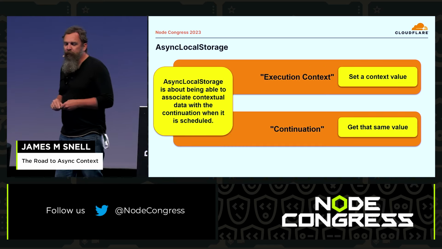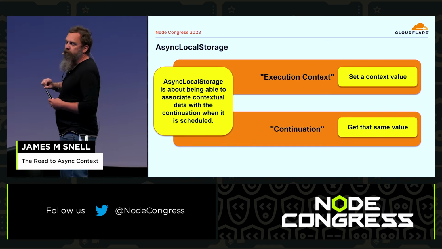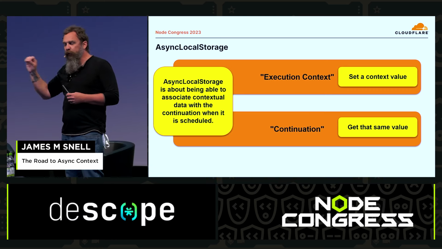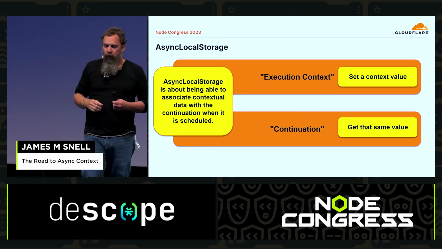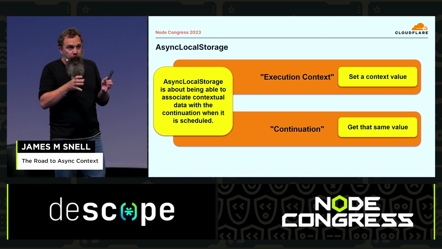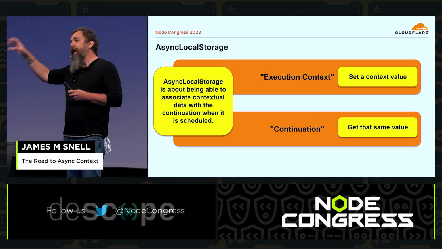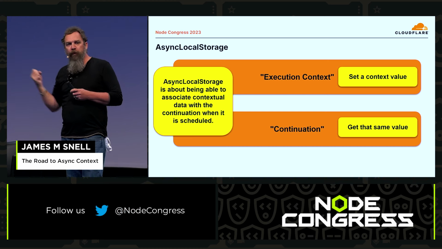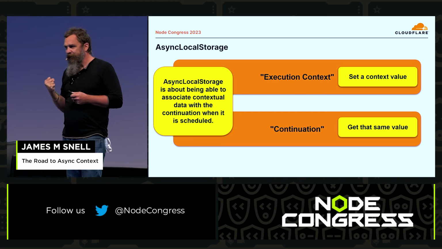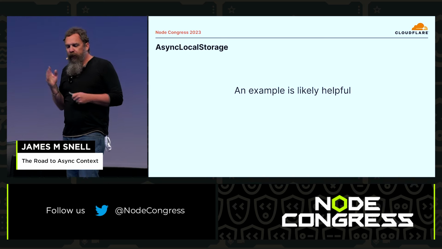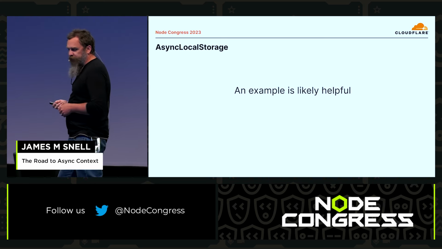AsyncLocalStorage is about being able to associate contextual data with the scheduling of that continuation. So when the current execution context is running, we want to be able to set a context value. And then when that function actually does run later, we want to be able to recover that exact same value. An example makes this a lot easier to see.